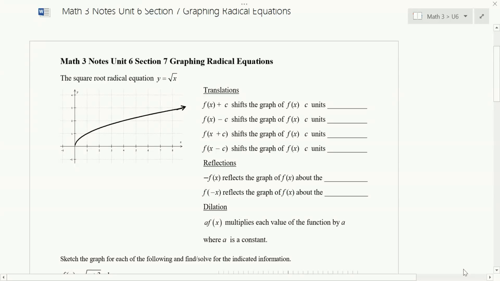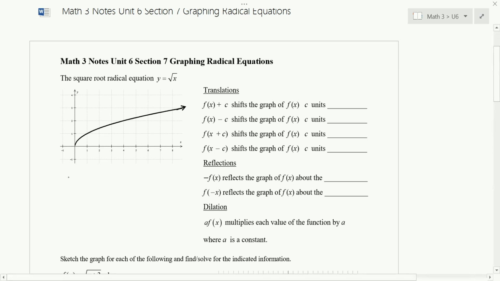All right, so Math 3, Unit 6, Section 7, Graphing Radical Equations. We're going to look at the square root equation. Y equals square root x, that's what we'll refer to as the parent graph.